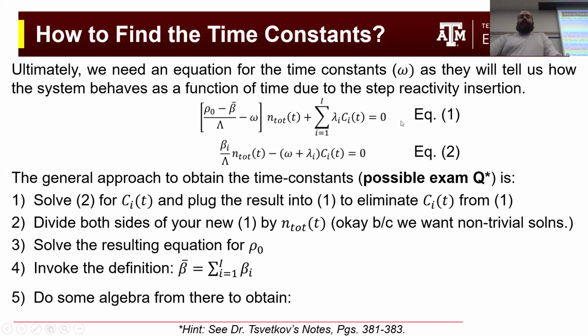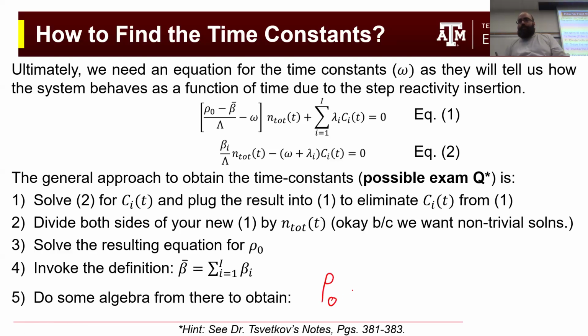And then in that resulting equation, the n total will be gone, and we can algebraically isolate the rho 0. We can just move everything else to the other side to get rho 0 by itself. And then we're going to end up with, in this summation, a bunch of sums of our beta i's. And we can just use the definition that the sum of those beta i's is the effective delayed neutron fraction, beta with the overbar on top. And if we do that, the result that we get is going to look like this.